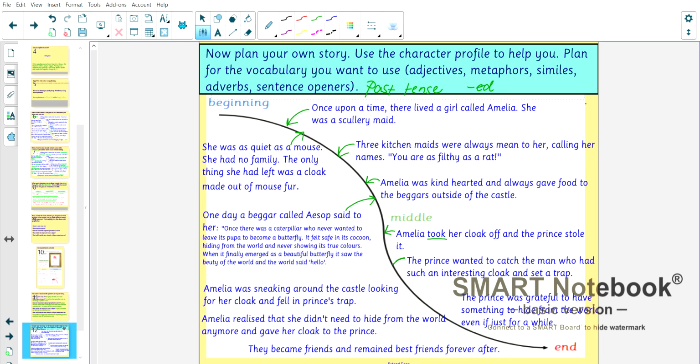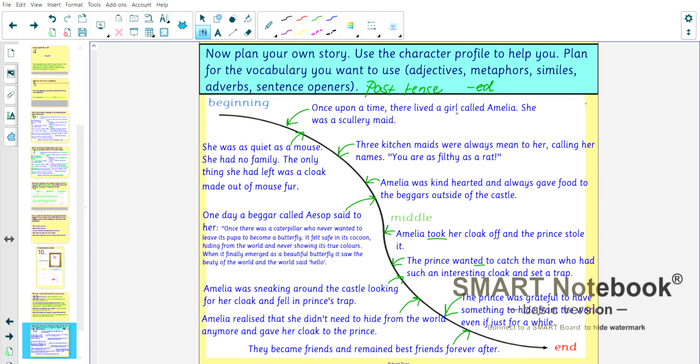Then the next thing that I planned to happen is the prince wanted, can you see the past tense, to catch the man who had such an interesting cloak and set a trap. And next, Amelia was sneaking around the castle looking for her cloak and fell in the prince's trap. Then the next thing, she realized that she didn't need to hide from the world anymore and gave her cloak to the prince. And the prince was grateful to have something to hide from the world, even if just for a while, because he didn't want all the eyes of the world on him, and in the end they became friends and remained friends forever after.